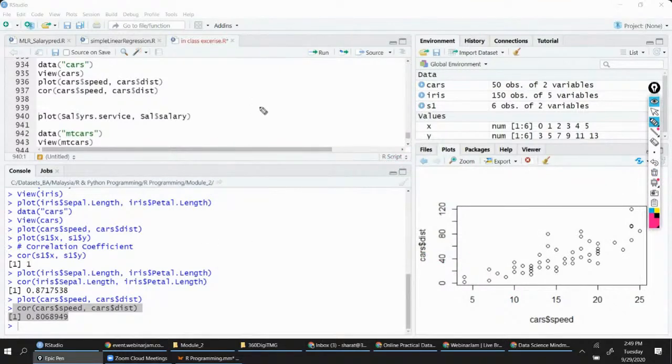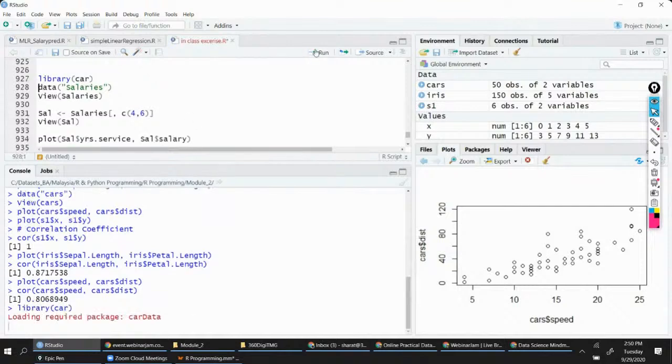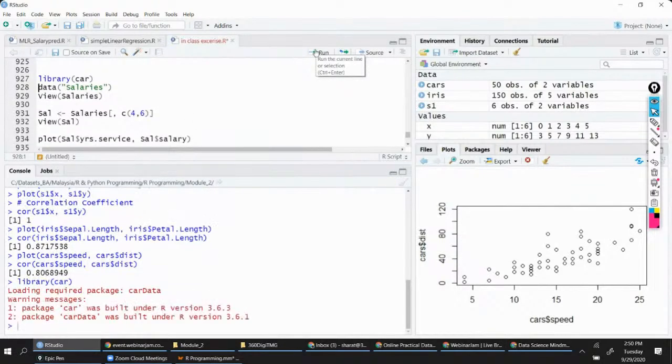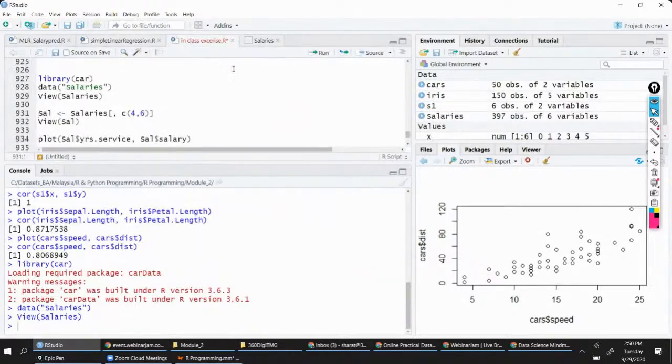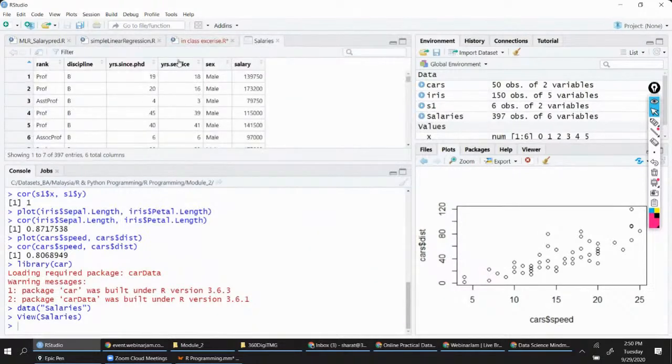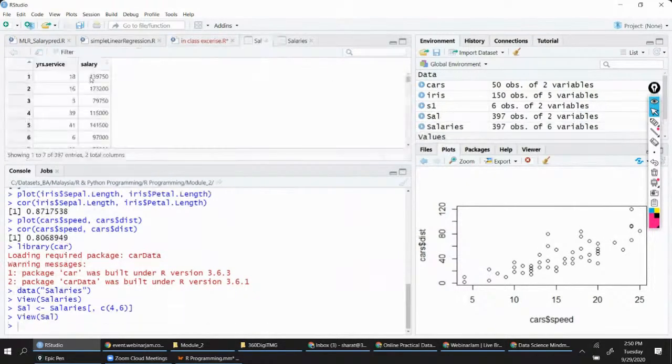For example, here, I will be loading this data set. Let me take this data. So load the car library, then load the data set salaries. This is the salaries data set. I have multiple variables, right? If I take only two variables, the fourth one and the sixth one, then I get this one, right? Sal. Yesterday we have done this.